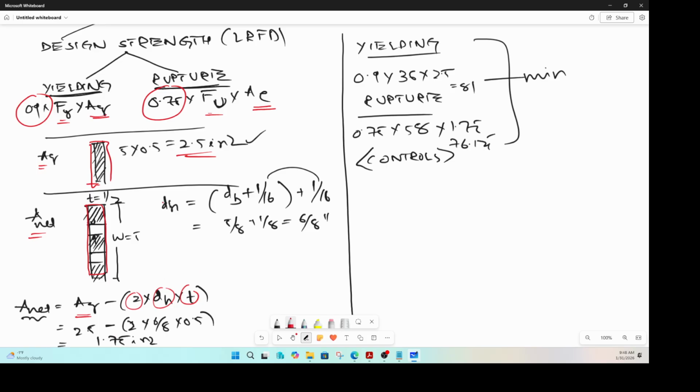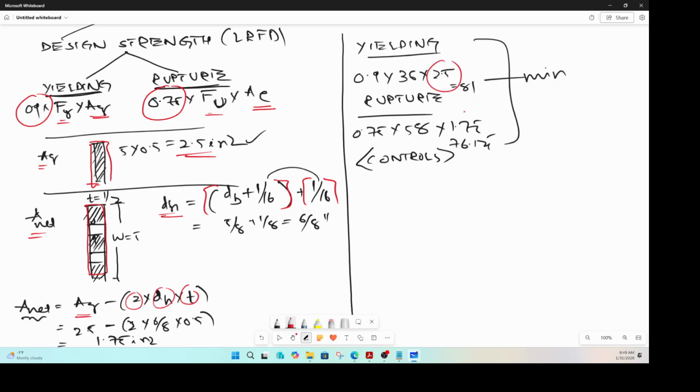So right. And how do you calculate the hole diameter? It depends upon the nominal diameter of the bolt plus another 16th of an inch. Hole diameter is dB plus 1/16 and not dB plus 1/8 because the bolt diameter is less than 1 inch. Okay, so you calculate nominal diameter, calculate A net, A gross.